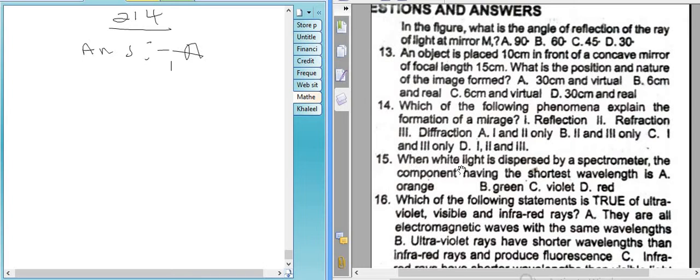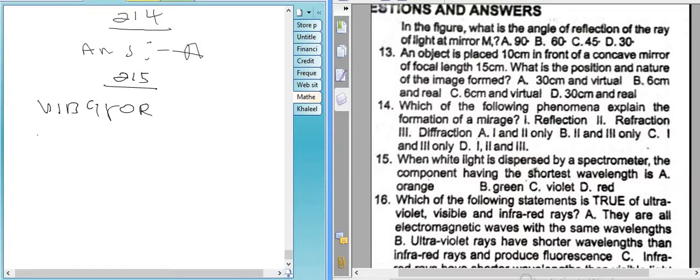Question 15. When white light is dispersed by a spectrometer, the component having the shortest wavelength is A, orange, B, green, C, violet, and D, red. So to know this, we need to know the order of increasing wavelengths of the spectrum of white light. In this question, I would like to share a hint with you, my guys. That is a formula which says B big Q.